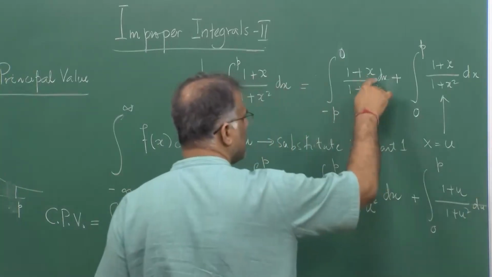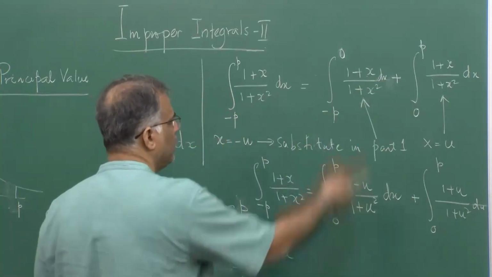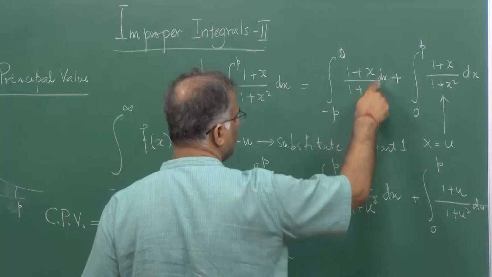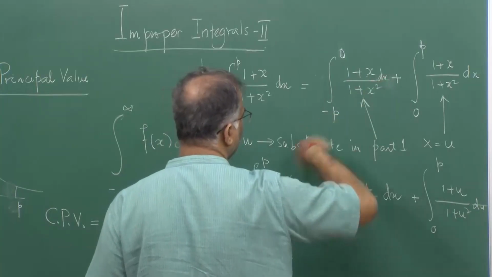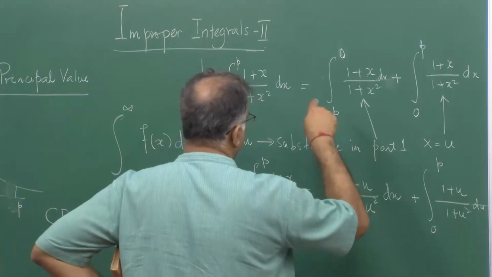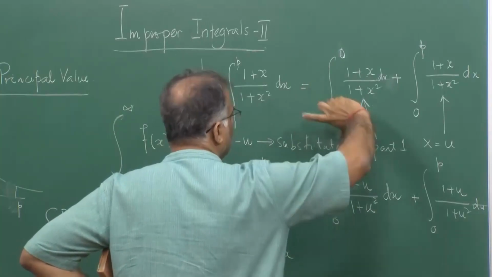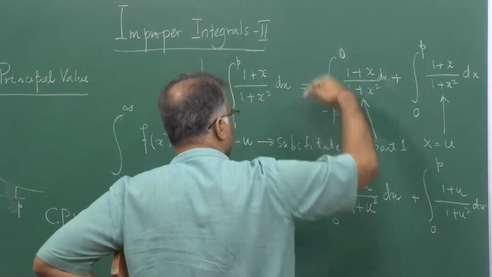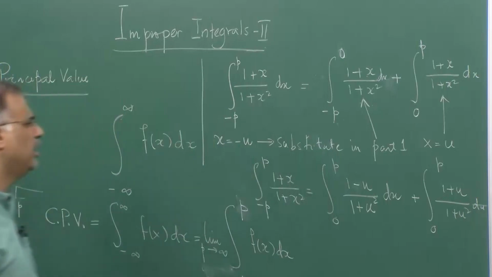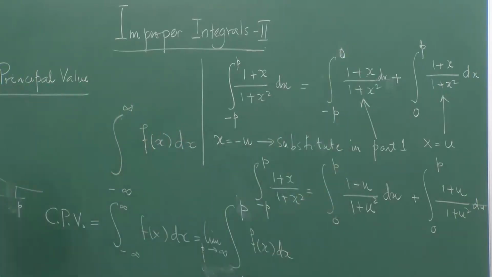So, here if you put x equal to minus u, dx will be minus du. So, minus would come here. So, 1 minus u, 1 plus u square du. So, when x is equal to minus p, u becomes p, and when it is 0 it remains 0. Since there is a minus sign, the positions of the integration end points change, the interval swaps. So, it becomes 0 to p.